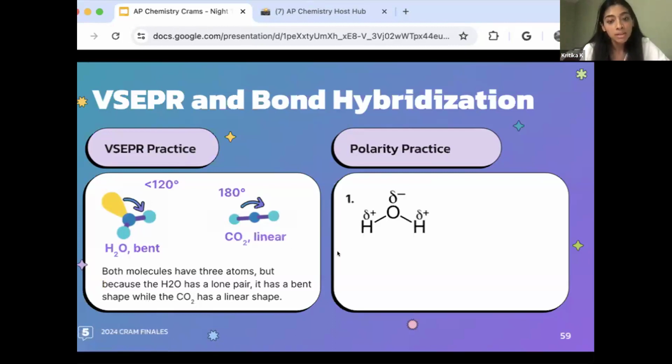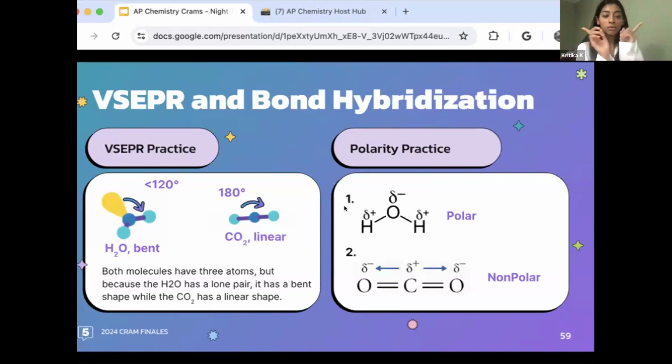And then for polarity practice, this is what the H2O looks like, and this is what CO2 looks like. So H2O is polar. There's a difference in polarity. CO2 is actually non-polar. Even though there is a difference in polarity between the carbon and oxygen, the poles that are formed from them actually cancel each other out. So then we consider it non-polar. They are symmetric.